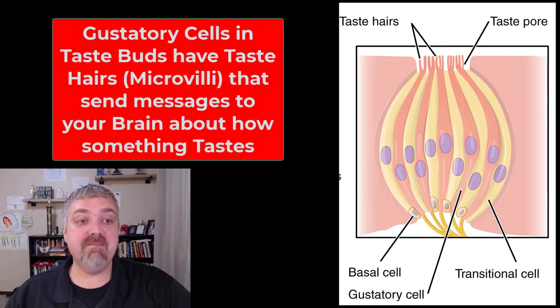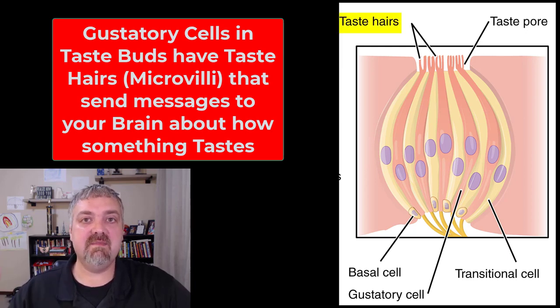So here we see a taste bud. It's going to have basal cells or stem cells. These gustatory cells generally only survive about 10 days, and they have to be replaced. So there's a source of stem cells there. And then you do have the gustatory cell, which projects these taste hairs up through the taste pore at the top, and that's where taste actually occurs.